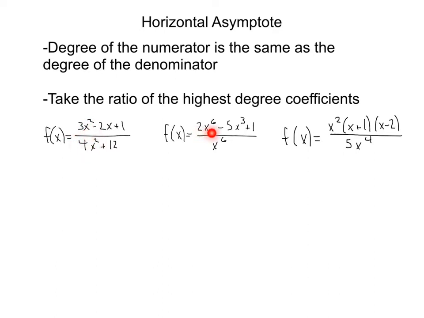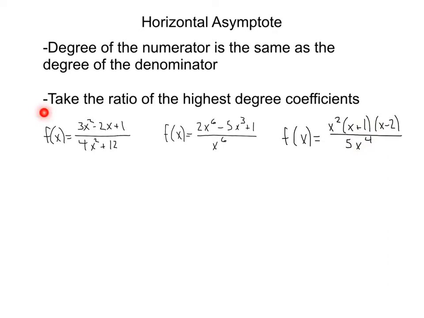Here we have 2x to the 6th as our leading term. On the denominator, we also have x to the 6th. So this also has a horizontal asymptote. Over here, we have x squared times (x plus 1) times (x minus 2). Remember, to find this leading term, we're going to have to multiply the first terms out of each of these. That would be x squared times x is x cubed, times x is x to the 4th. So the numerator has a degree of 4, as well as the denominator, this 5x to the 4th. So this also has a horizontal asymptote.